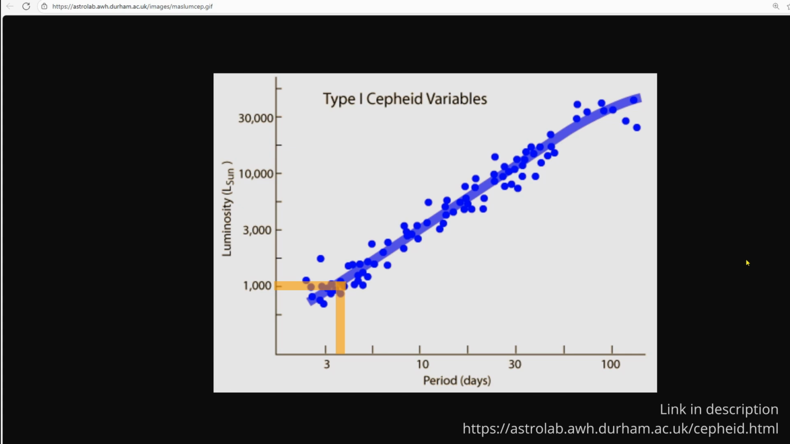And we can see this on this graph here, where we have the period of the brightness change on the x-axis at the bottom here, and on the y-axis we have the true luminosity output of that Cepheid variable. So we can see from this graph that Cepheid variables with longer periods, in other words their change in brightness varies more slowly, have greater luminosities. But the smaller their period, the lower their luminosity is going to be.